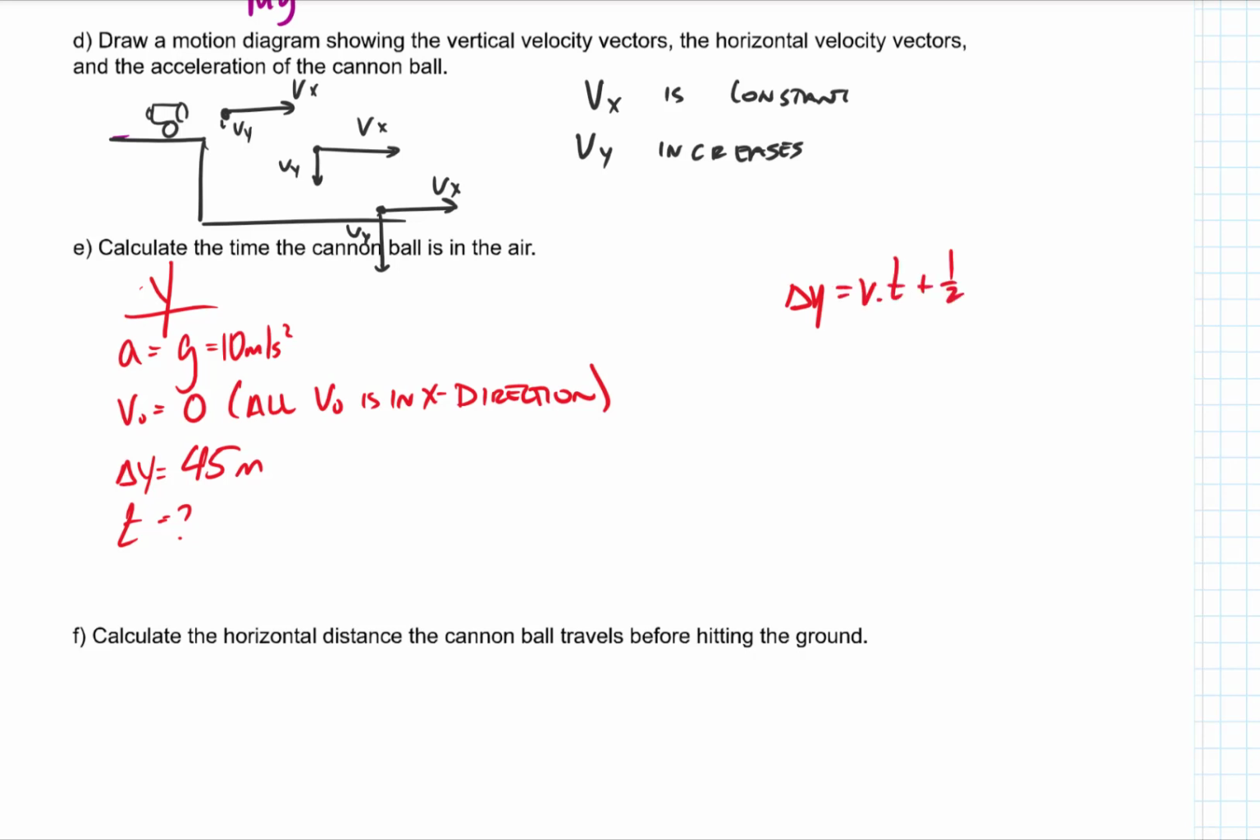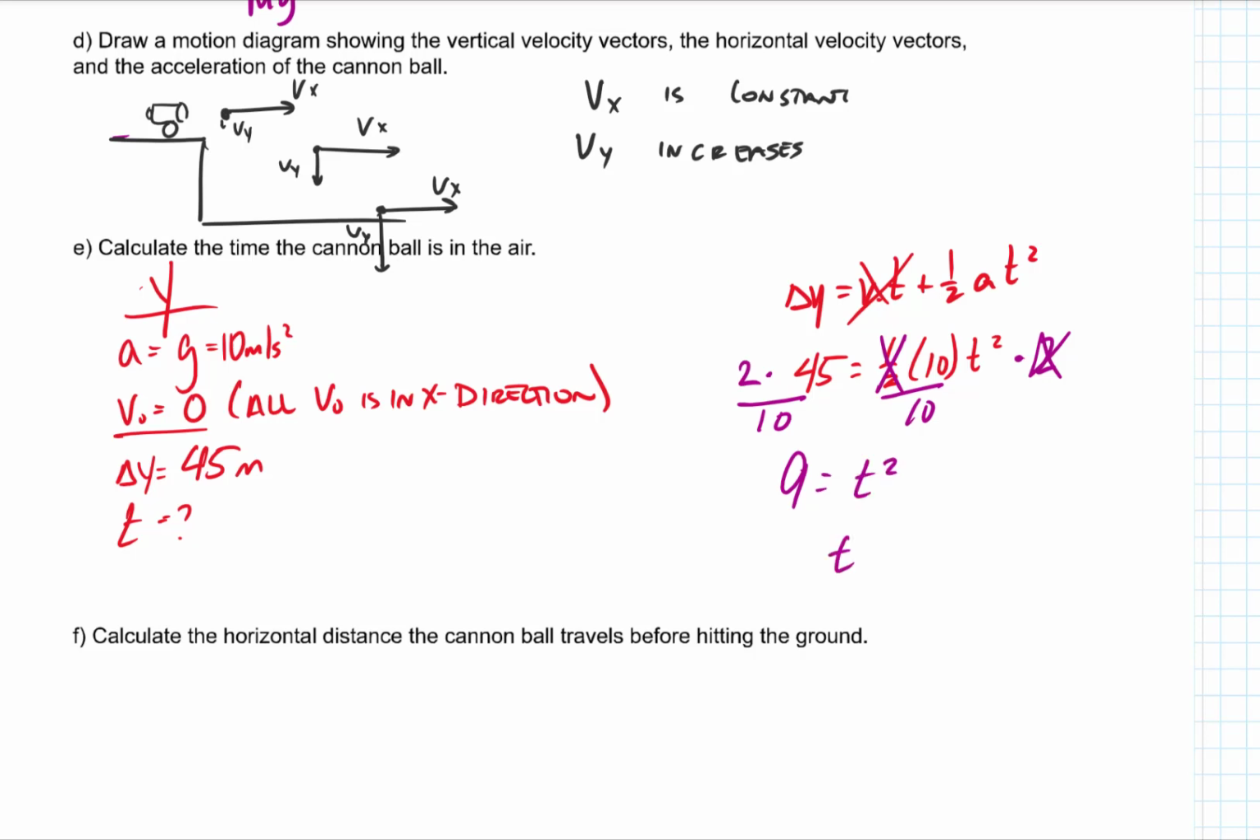So I want the equation with all 3 of those things in it. Delta y equals v0t plus 1/2 at squared. But since the initial velocity is 0, we're just going to cross that out. So 45 is equal to 1/2 times 10 times t squared. So in order to get t isolated, we're going to multiply both sides by 2. That gets rid of the 1/2, and divide both sides by 10. So we have 2 times 45, that's 90, divided by 10, that's 9, is equal to t squared. So we square root both sides, and the time is 3 seconds.